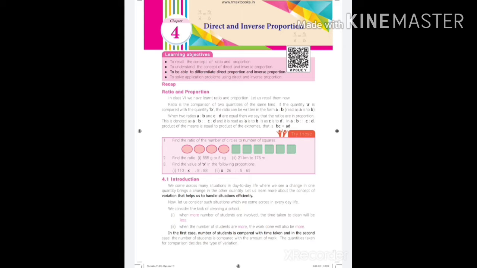Now we're going to see the next chapter in maths, that is direct and inverse proportion. We already learnt ratio and proportion in a previous standard. Let us recall the concept of ratios and proportion. Ratio is a comparison of two quantities of the same kind.